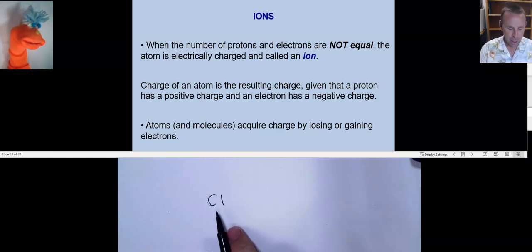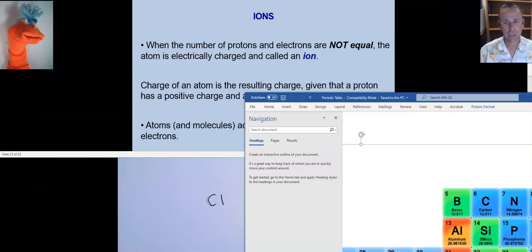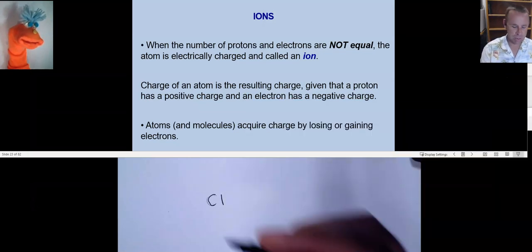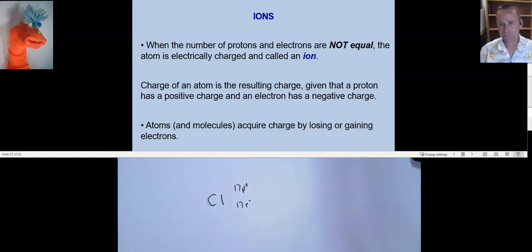Look at this atom, Fred. How many protons and electrons does it have? Oh, I know how to do that. I need the periodic table, though. All right, so I'll bring up the periodic table and we'll take a look. Here's chlorine. It has 17 protons and 17 electrons. Good. If I give it an extra electron, how many electrons is it going to have?